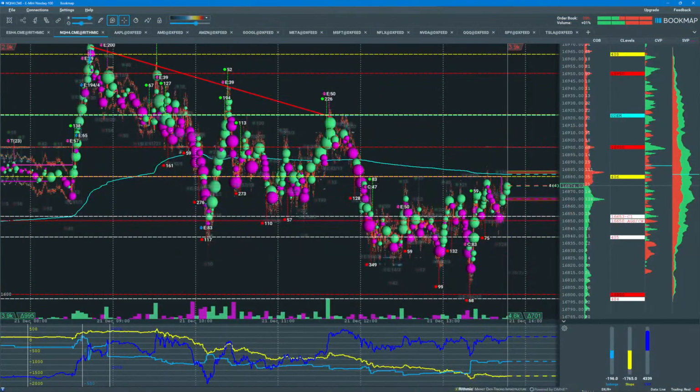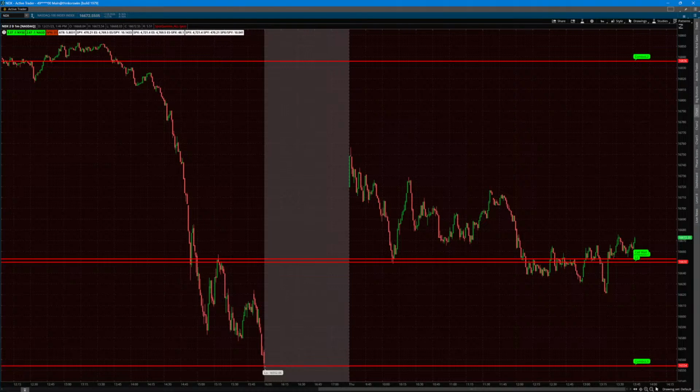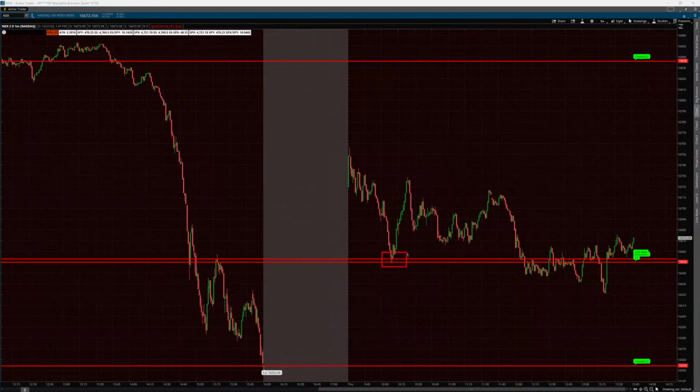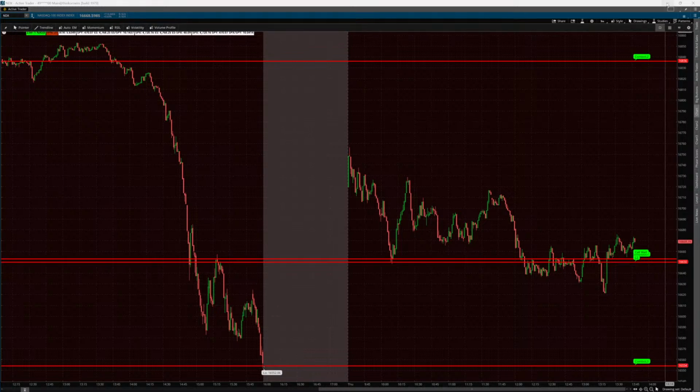Let's take a look at NDX. And NDX is now trading back above its 16,650 call wall, which acted as support earlier, and now NDX is trading above that level again. Also in a very narrow range for today.